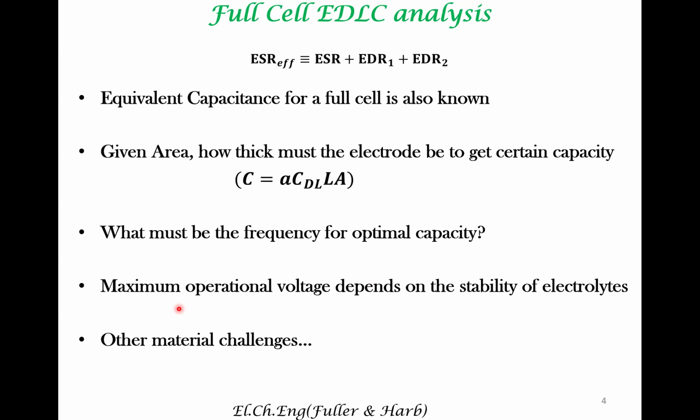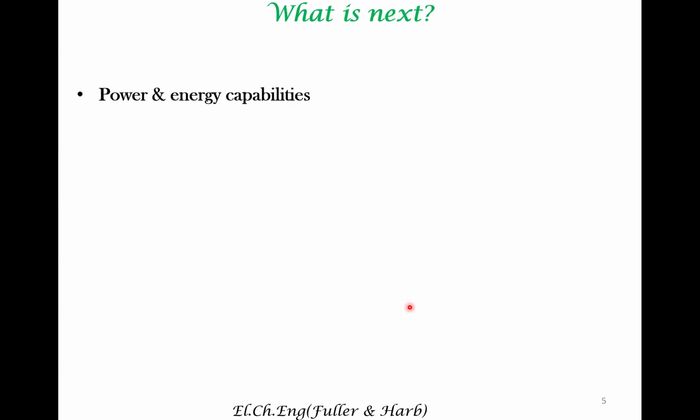The other issue which people are trying to undertake is how to get hierarchically porous electrodes. Making high surface area porous material has become rather easy, but if you can have structured porous material, that has certain advantages. That is another material challenge which is being undertaken. With that, we close this topic and move on to the analysis of power and energy of an electrochemical double layer capacitor. We'll address that issue in the next lecture. Thank you.